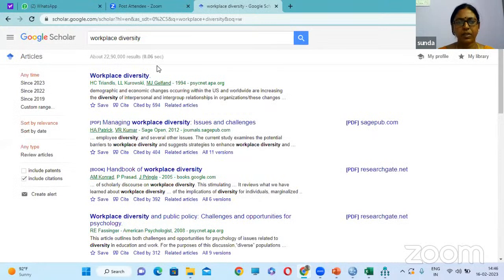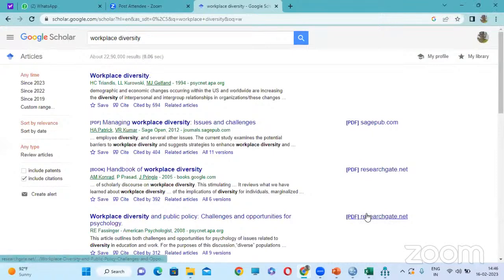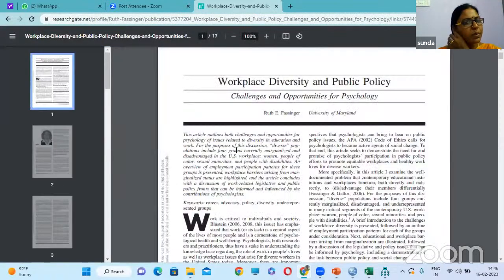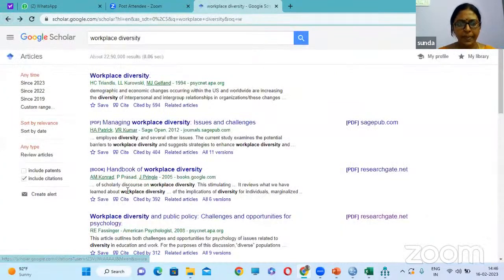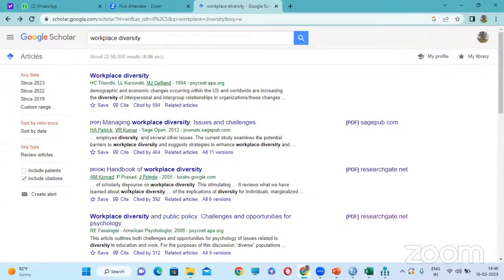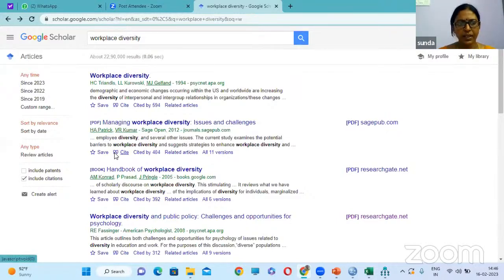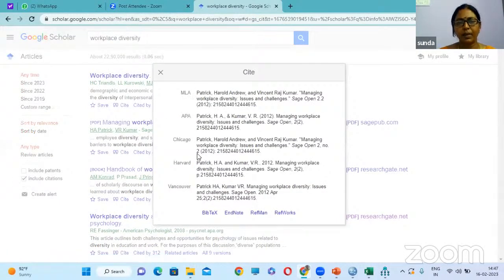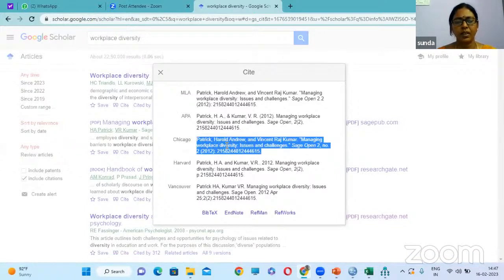Workplace diversity. I'm just taking any one of the papers. Okay, so let's not waste our time. Here, listen. If you go here and click this, you will get the pattern of referencing. Whether you want MLA pattern or APA pattern or Chicago pattern, you can just copy this and paste it. A simple way to do your review of literature and give your references.